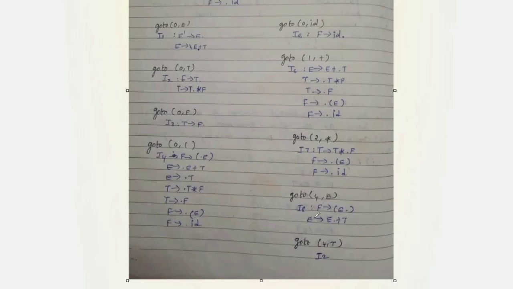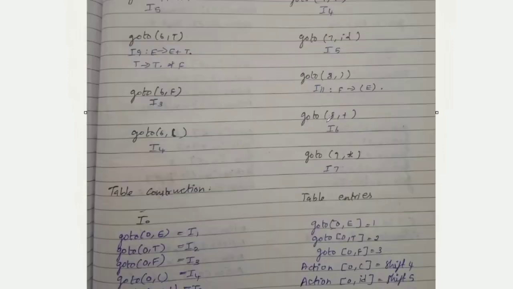Next transition, go to 8 comma symbol name plus, then move dot. You will get the production E tends to E plus dot T. This production is already written in item number 6. There is a repetition. Then write go to 8 comma plus going to be I6.